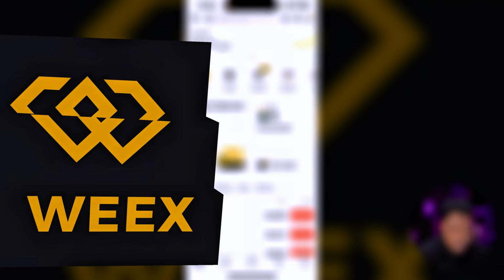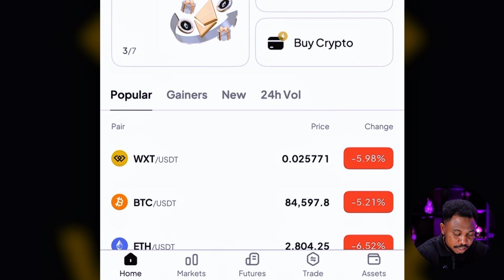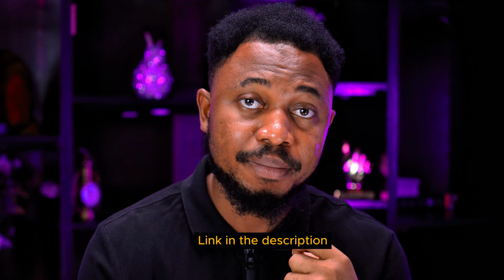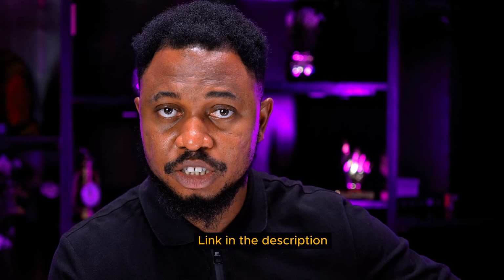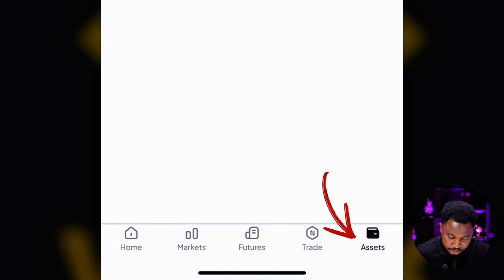Once you're done with that, then install the app and log in right away, and you should see an interface just like this. The next thing you're going to do is to fund money in your account, so you can use either P2P or deposit from another exchange to Wix. It is very simple, and if you don't know how to do that, I've also made a full dedicated video about that. I'm going to leave the link to that in the description, or you can click up here to watch that video.